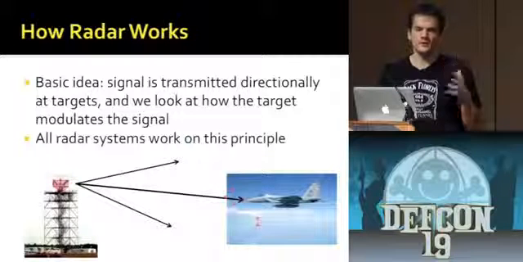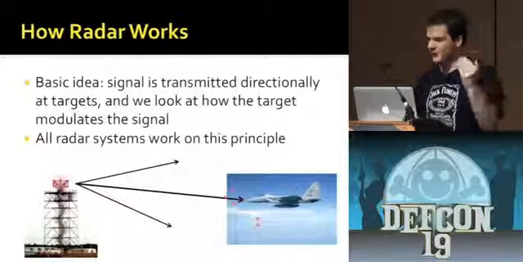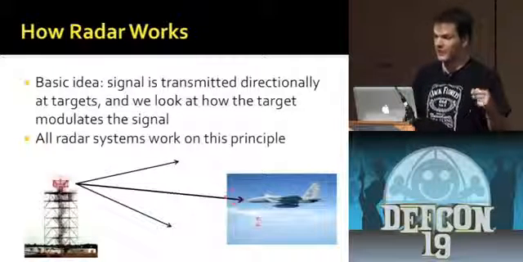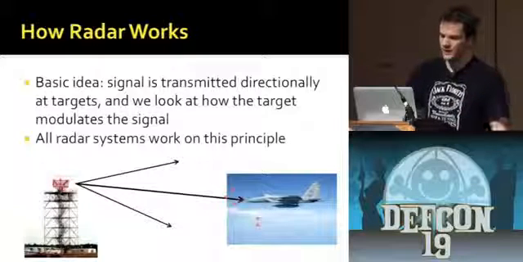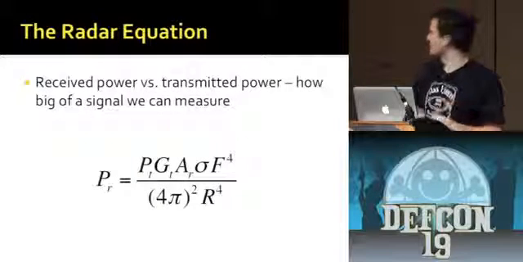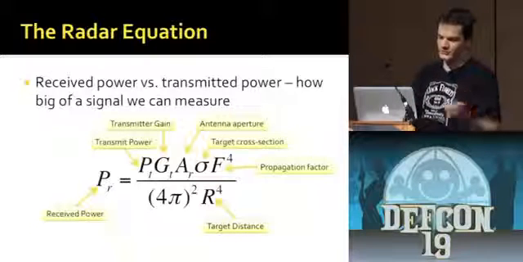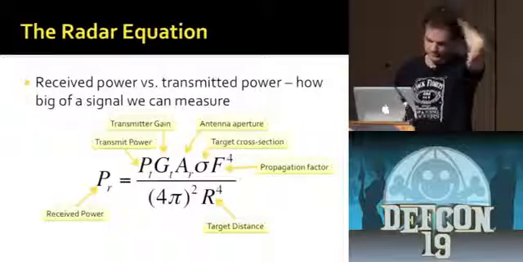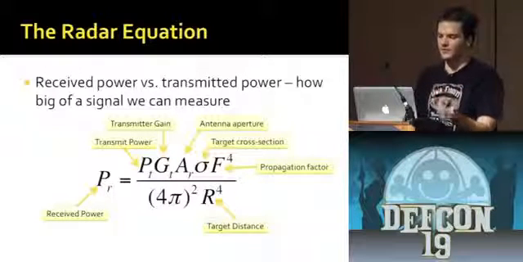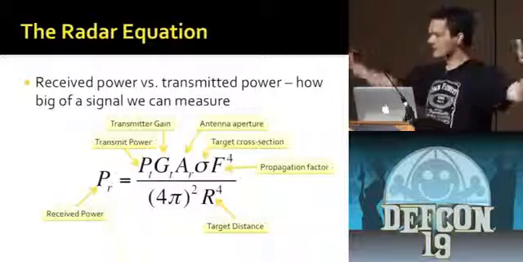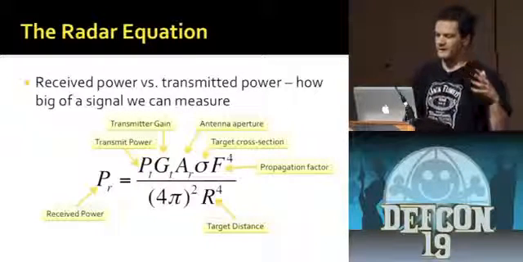The key point here is that every radar system works on this type of principle. You're transmitting a signal from somewhere, or somebody's transmitting a signal from somewhere, and you're looking at how that reflects off of a target. All this is governed by the radar equation, which is a big thing with a whole bunch of terms. Basically, what we're looking at is the function of received power versus transmitted power. The way that gets changed is transmitter gain, antenna aperture, which is how big your dish is, cross-section, and the propagation factor, which refers to the medium that you're in.